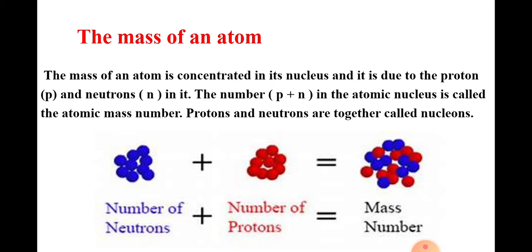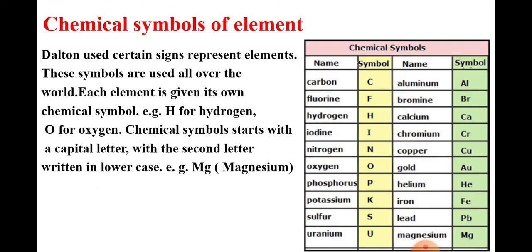The mass of an atom. The mass of an atom is concentrated in its nucleus and it is due to the protons and neutrons in it. The number of protons plus the number of neutrons in the atomic nucleus is called the atomic mass number. Protons and neutrons are together called nucleons.